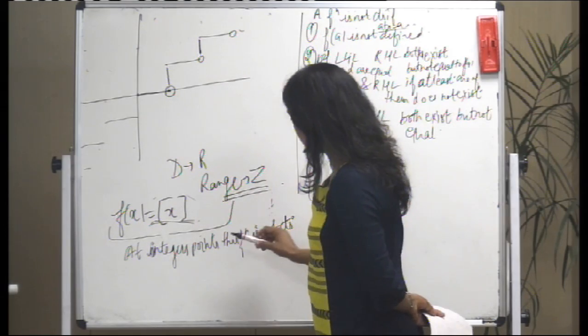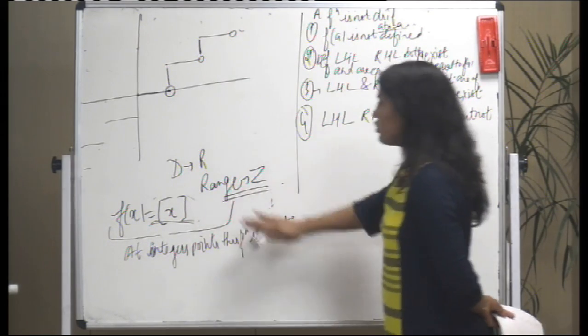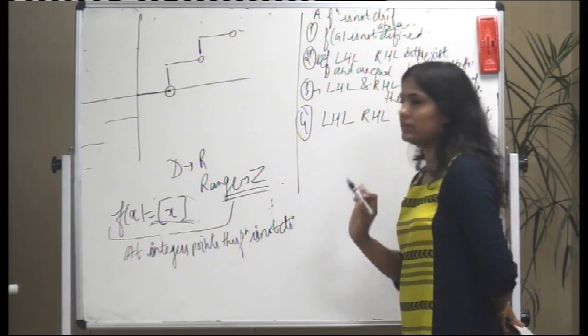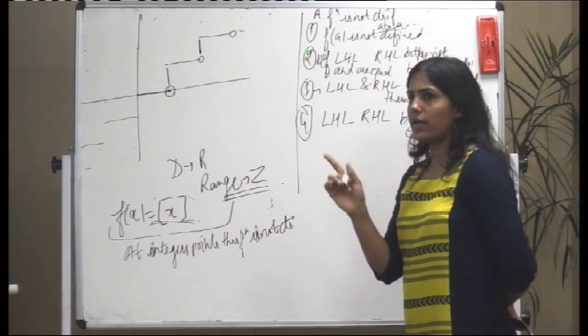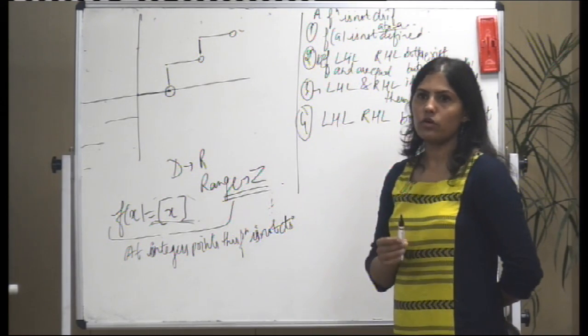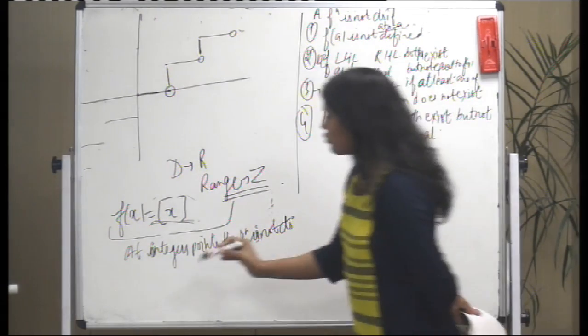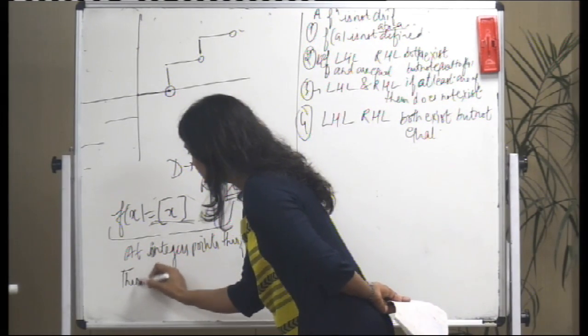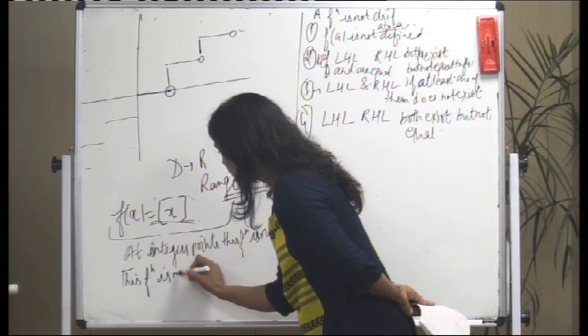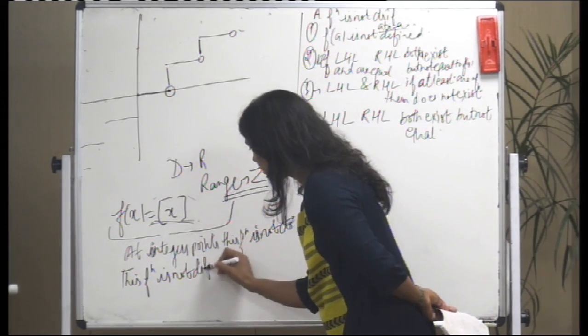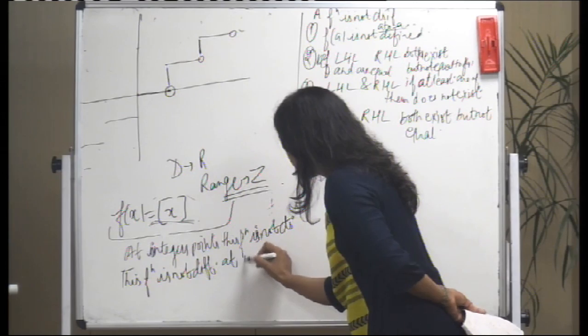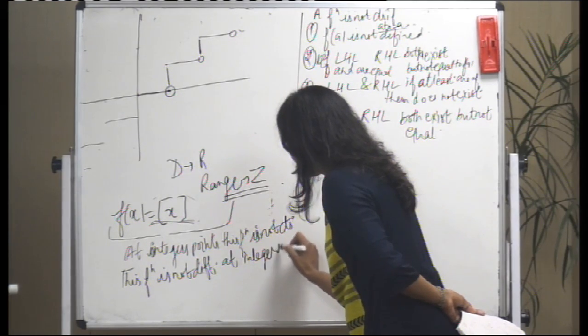We call this a step function also. So this function is not continuous at integer points. So I can write now that this function is not differentiable at integer points using this fact only. Okay, so this function is not differentiable at integer points. What about other points now?